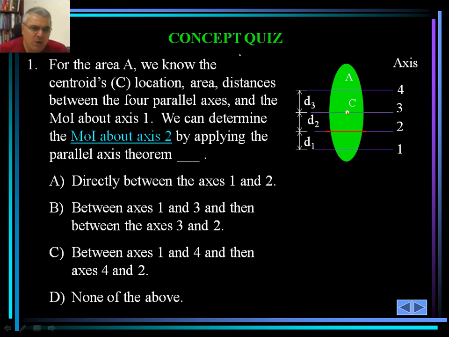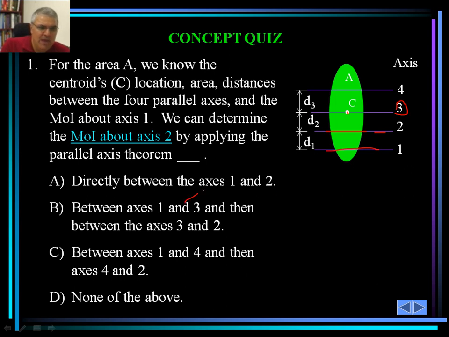For the area A, we know the centroid's location, area, distances between the 4 parallel axes, and the moment of inertia about axis 1. So this is known, right? We know the moment of inertia about axis 1. We can determine the moment of inertia about axis 2 by applying the parallel axis theorem. Can we go straight from 1 to 2? We can't do that, because first we need to know the moment of inertia about its axis 3. Otherwise we won't be able to do that.